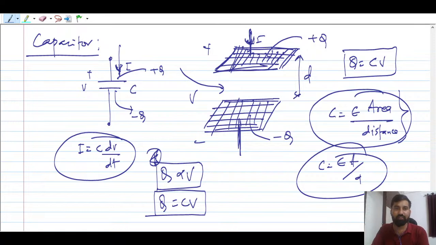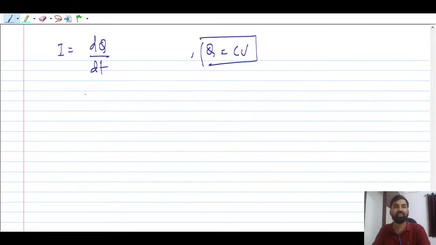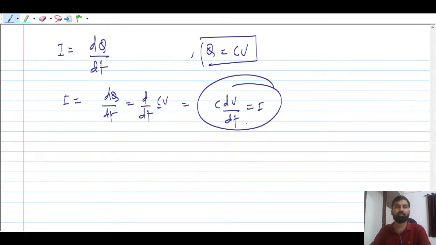Okay, so here, since we know what this current business is, how do we define current? Current is nothing but the rate of flow of charge, that is dq by dt, right? Now you know the charge on the capacitor is C times V, so you can put I equal to dq by dt, and in place of q you can replace C times V. This C is constant, so you can take it outside, right? Now it is proved. So this is the current which will flow through the capacitance.